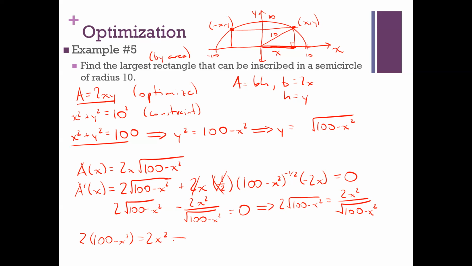All right, very good. So from here, we've got 200 minus 2x squared equals 2x squared. Then from there, you get 4x squared equals 200. So x squared equals 50, or x equals the square root of 50.